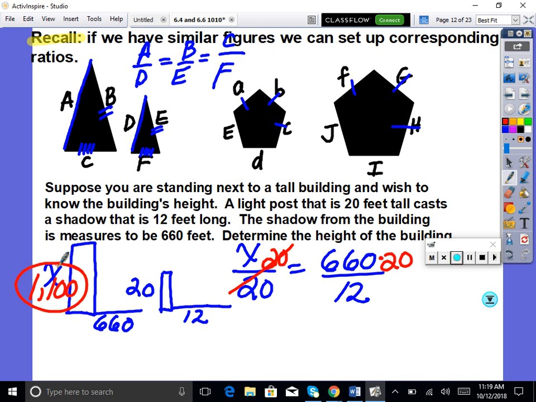That would make sense. There could be a building of that height. So do you see how easy that problem was? And it wasn't even hard to set it up. We're drawing a picture. There's going to be a lot of corresponding ratios.